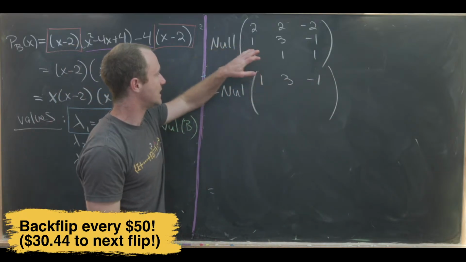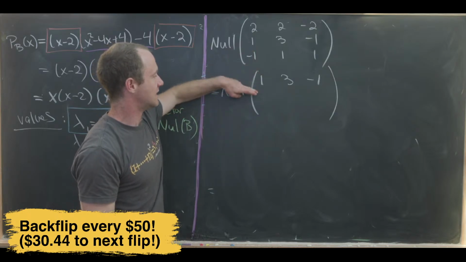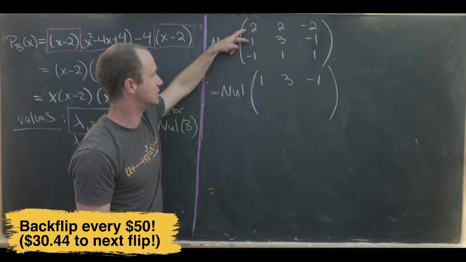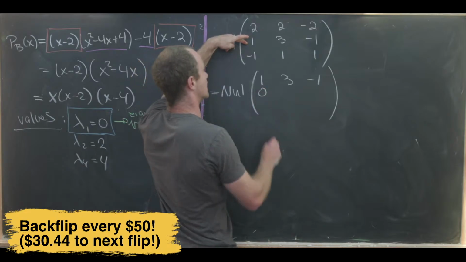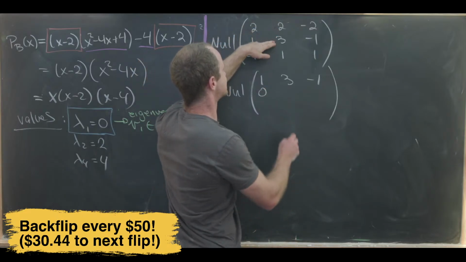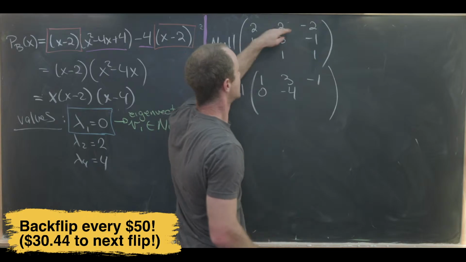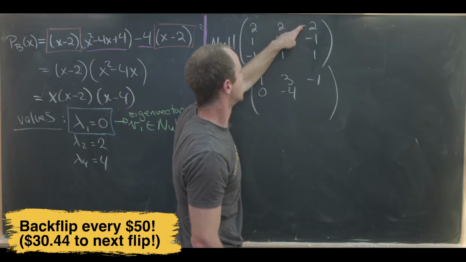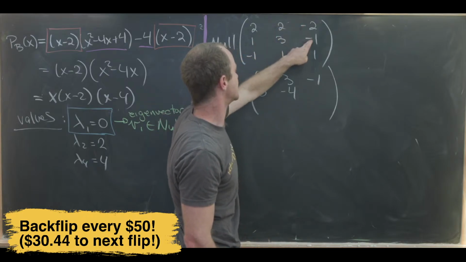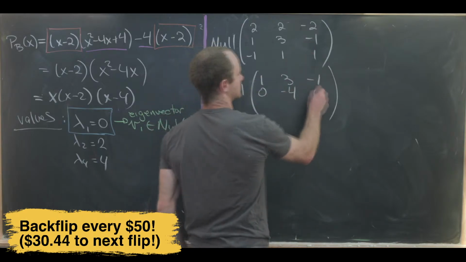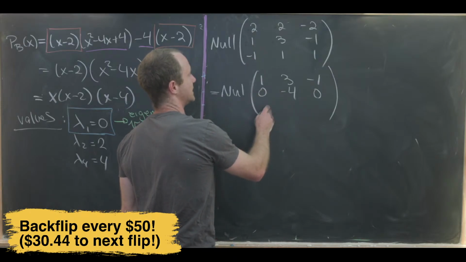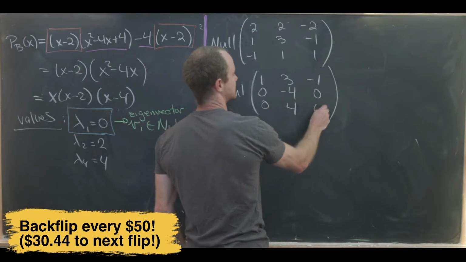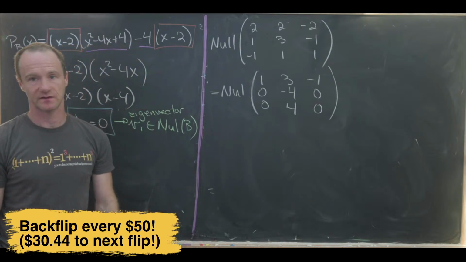And then maybe in the second row, we'll do this first row minus 2 times this row. So 2 minus 2 is 0. 2 minus 6 is negative 4. Negative 2 minus negative 2 is 0. So we've got something like that. And then we'll add these two and put it here. So that'll be 0, 4, 0. So we've got something like that.